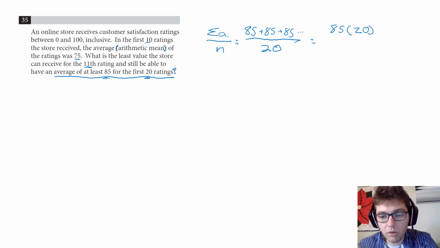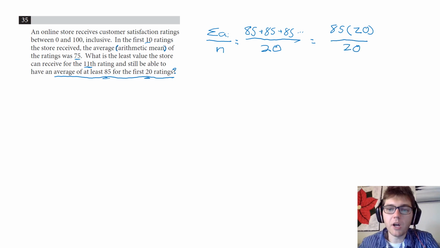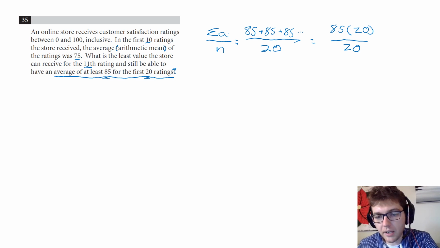Just sum them all rather than writing out plus, plus, plus. You just do 85 times 20 divided by 20. And that seems obvious, right? Because you can cross out the 20, you get back to 85. You say, okay, Adam, so what? But here's where that becomes important.